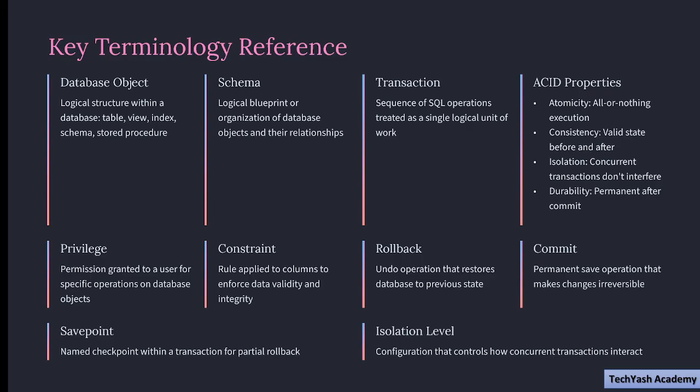Rollback undoes operations and restores a database to a previous state, and commit permanently saves the operations and makes the changes permanent. Also, we have the save point, a named checkpoint within a transaction for partial rollback, and the isolation level, a configuration that controls how concurrent transactions interact.